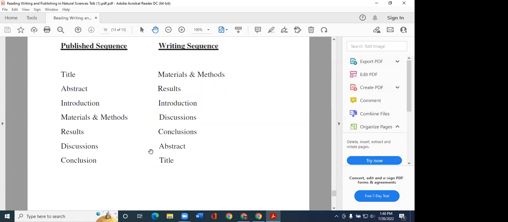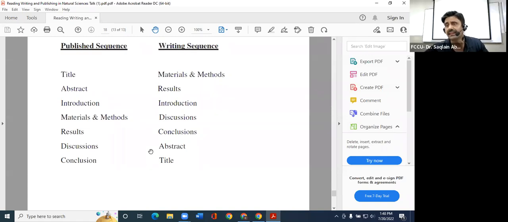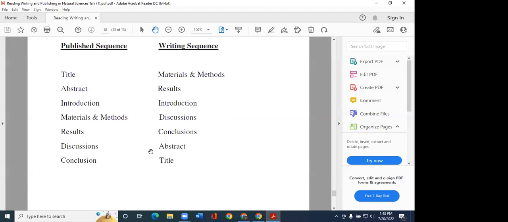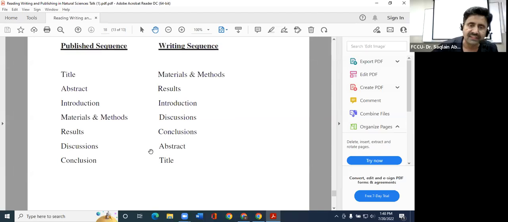And after the abstract, you write the title at the end. The last thing that you do, you build a title, a very precise, a very concise, a beautiful title, an attractive title.